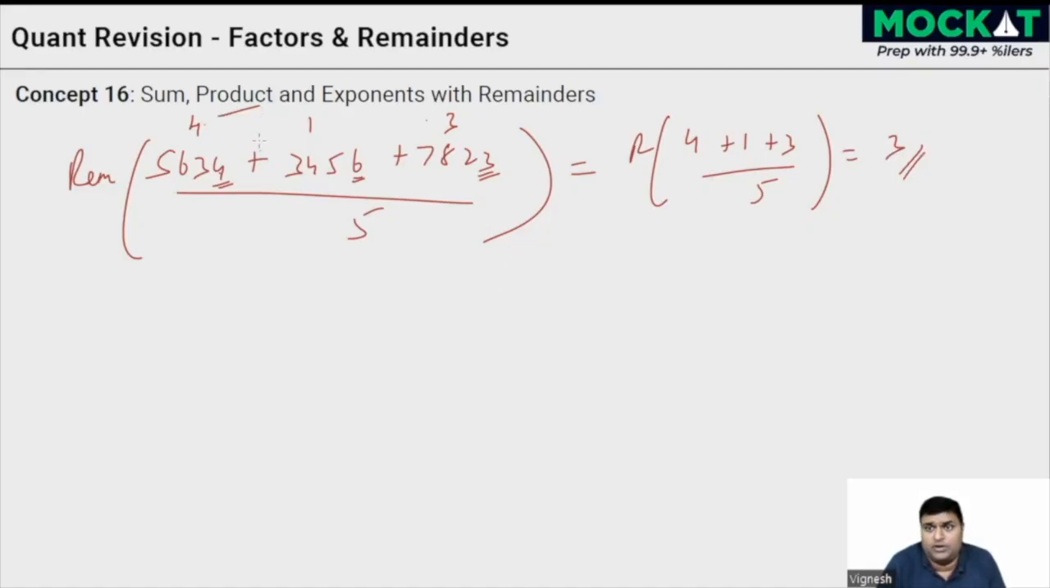What if it's going to be a product in place of plus, if I'm going to have the multiplication symbol? It's the same treatment. It's going to be the product of the individual remainders: 4 into 1 into 3, that's 12. 12 by 5 comes to 2. 2 becomes the answer in the case of the product.